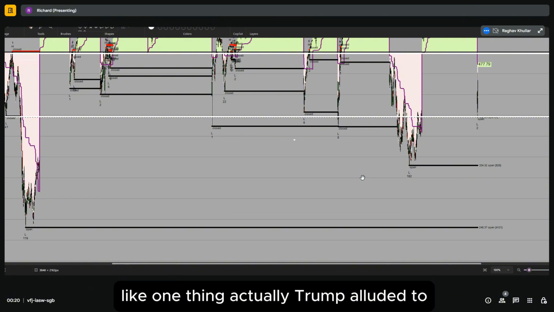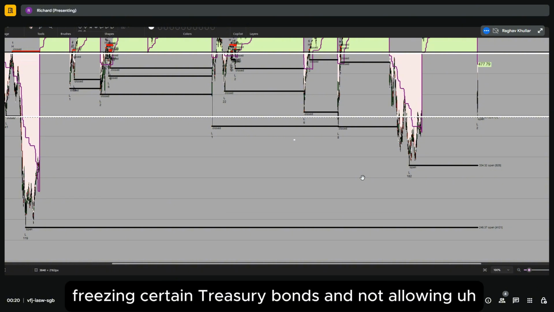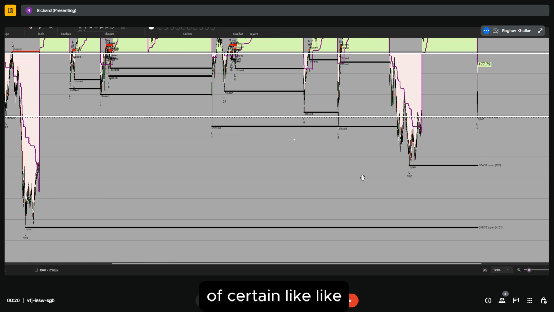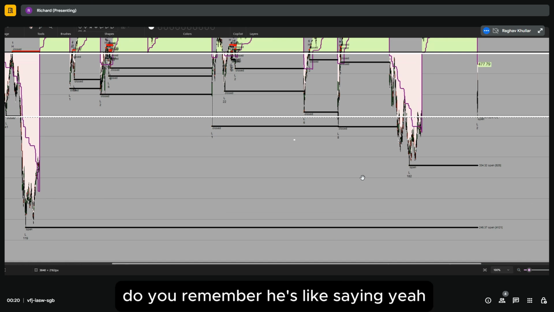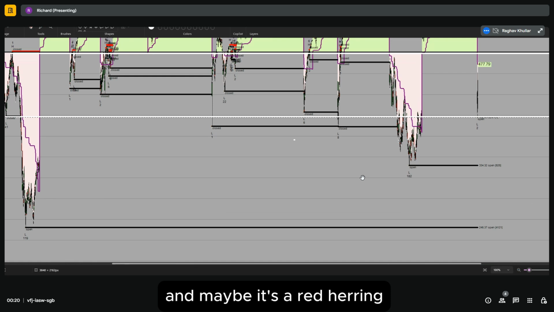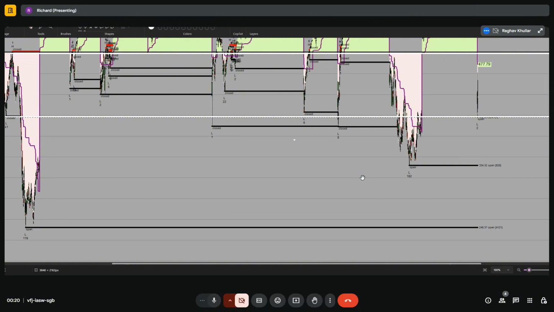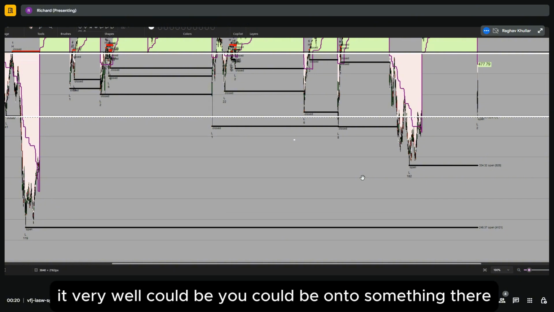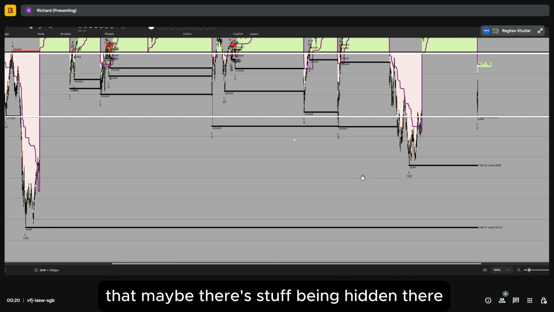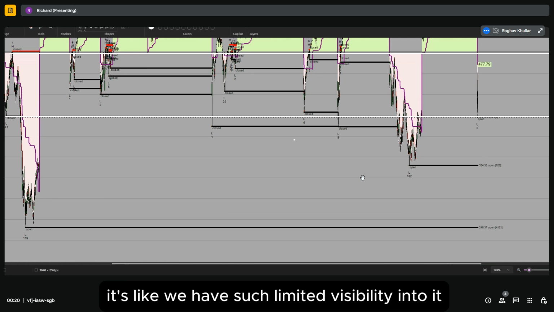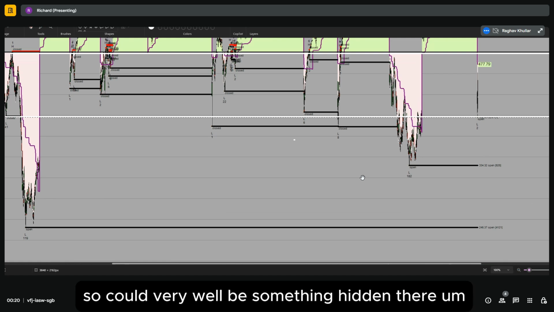One thing Trump actually alluded to really early on was freezing certain treasury bonds and not allowing redemption of certain ones. Do you remember he was saying something about fraudulent bonds being issued? Maybe it's a red herring, I don't know, it would be a hindsight thing, but it very well could be. You could be onto something there, that maybe there's stuff being hidden there, not being disclosed. We have such limited visibility into it from our perspective, so it could very well be something hidden there.